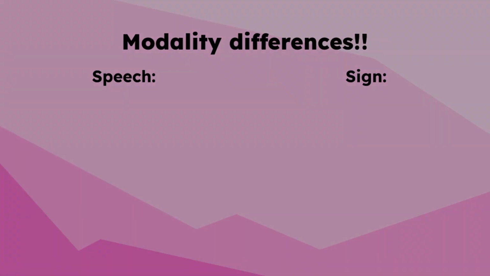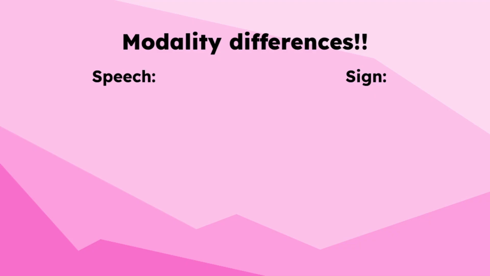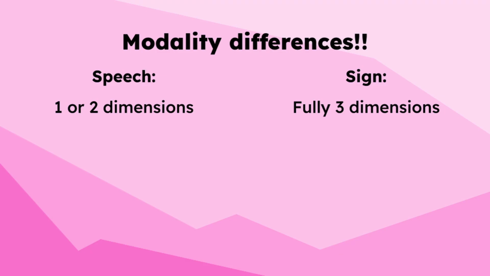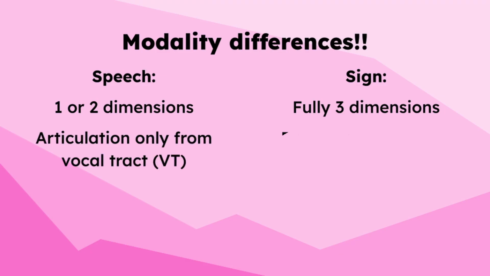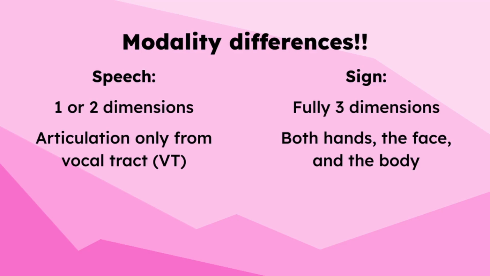But I think we've gotten enough context now. Let's start to learn some of that mysterious sign grammar, shall we? Signed and oral languages have a lot of differences in the grammar arising from different modality constraints. Speech generally operates in one dimension, sometimes two, while sign has all of 3D space to use. Speech also only uses one articulator, the vocal tract, while sign has both hands, the eyes, nose, and mouth, as well as the body itself.